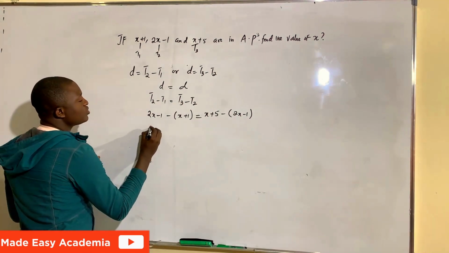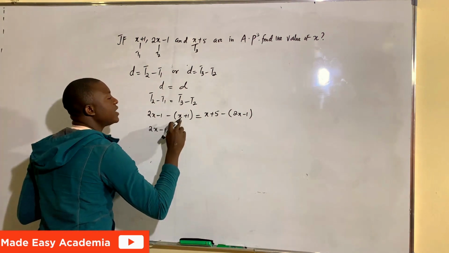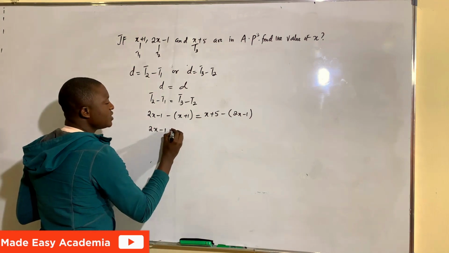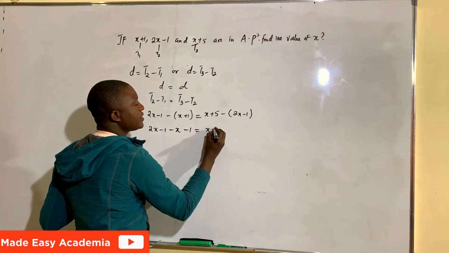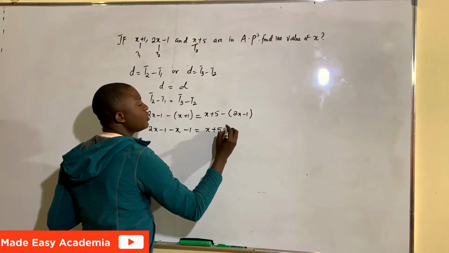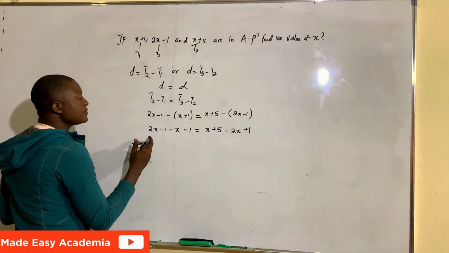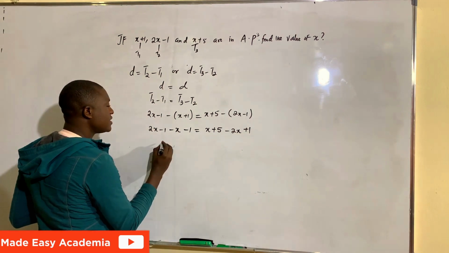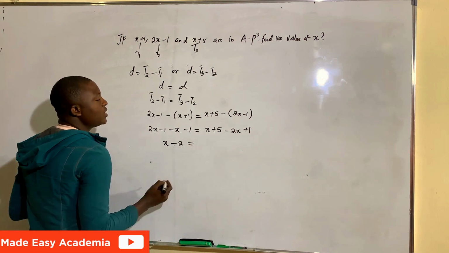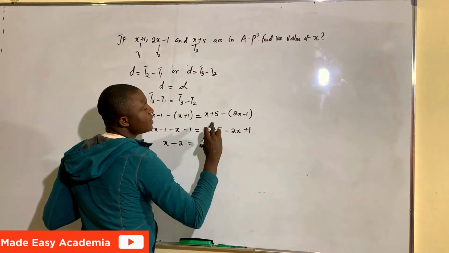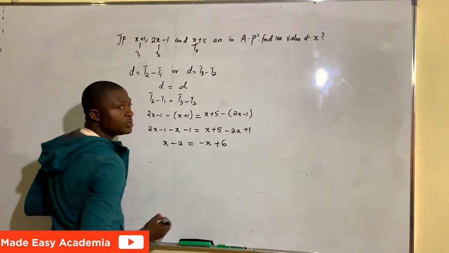So now I can have 2x minus 1. If I open the bracket, minus times x is minus x, and minus times plus 1 is minus 1, equal to x plus 5 minus times 2x, of course, I will have minus 2x, then plus 1. So here, 2x minus x is x, minus 1 minus 1 is minus 2, equal to x minus 2x, which is minus x, and 5 plus 1 is 6.